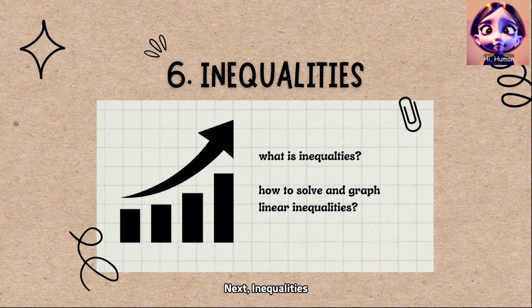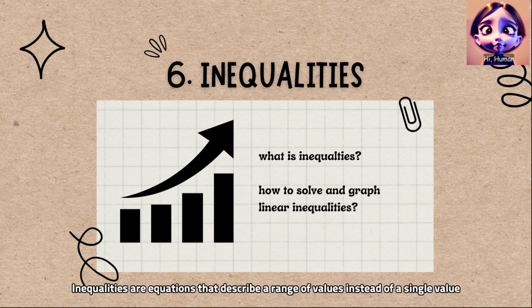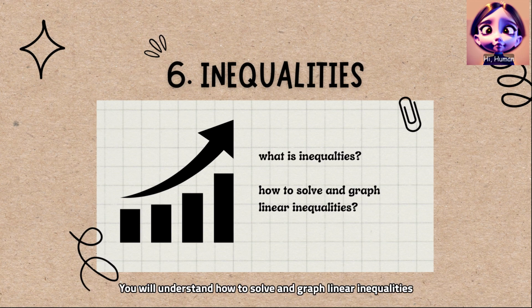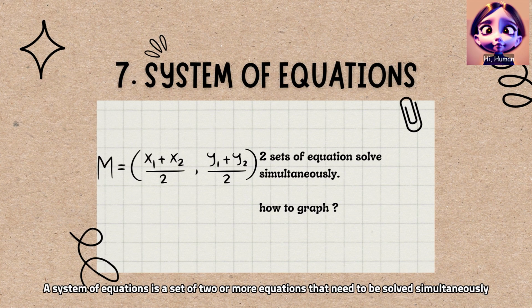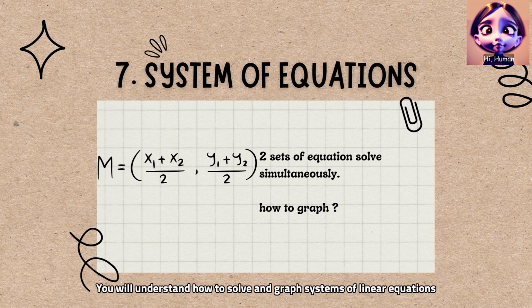Next, inequalities. Inequalities are equations that describe a range of values instead of a single value. You will understand how to solve and graph linear inequalities. Next, we will learn the systems of equations. A system of equations is a set of two or more equations that need to be solved simultaneously. You will understand how to solve and graph systems of linear equations.